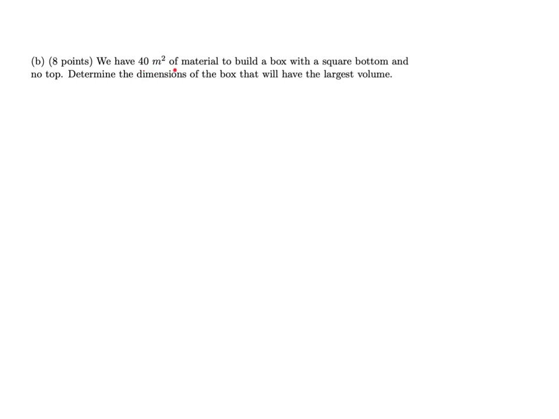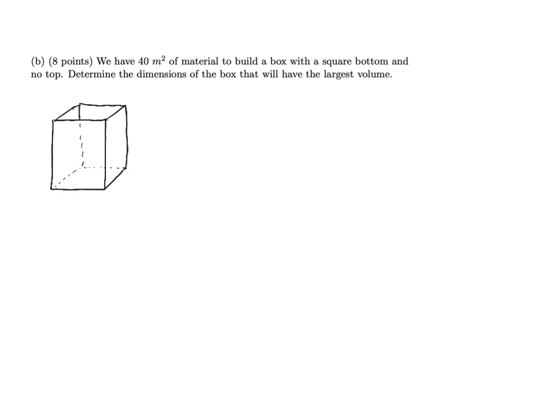Suppose we have 40 square meters of material to build a box with a square bottom and no top. I want to determine the dimensions of the box that will have the largest volume. So I'll try to draw a picture to represent this where, okay, we have a box and we know that the base is a square. So it looks something like this. And there is no top on the box. Okay, we got this thing.